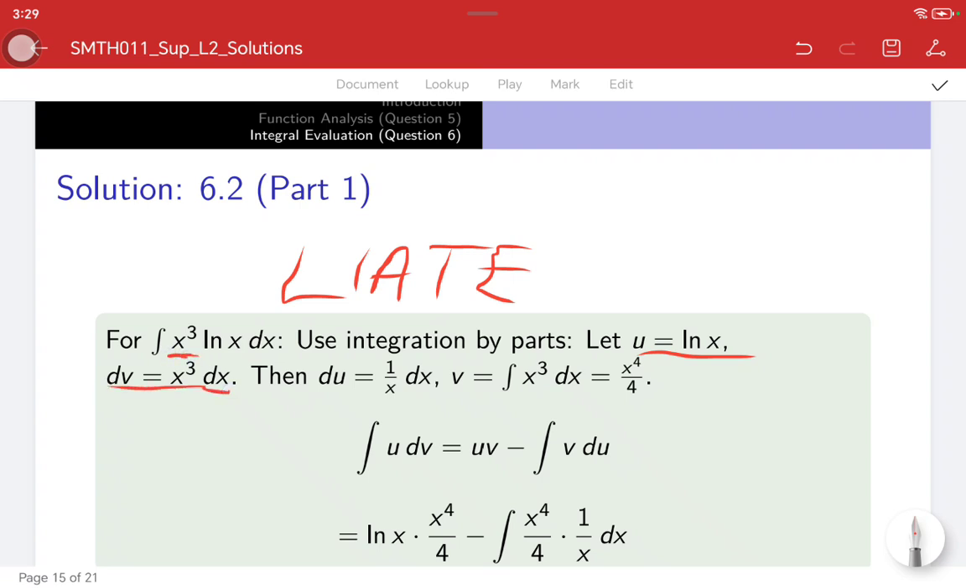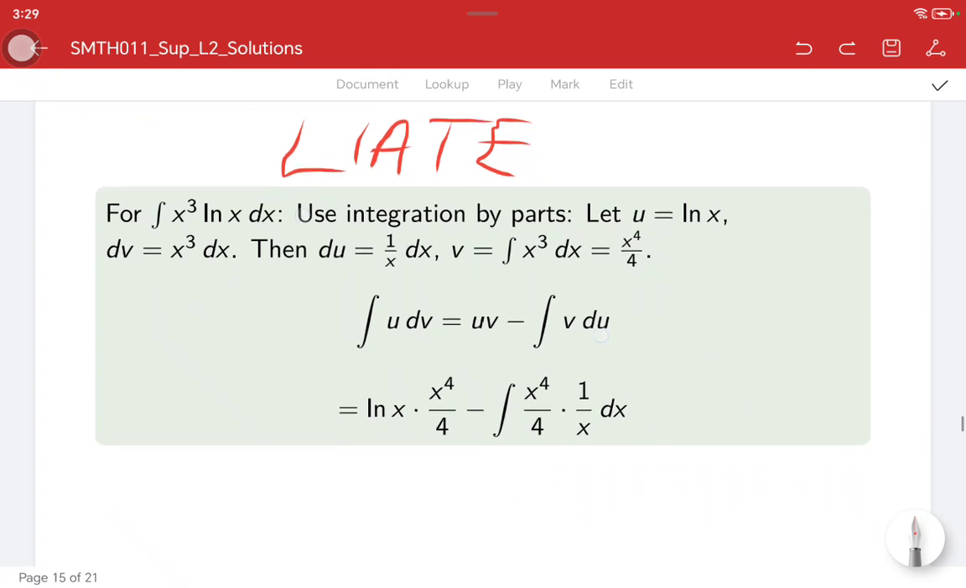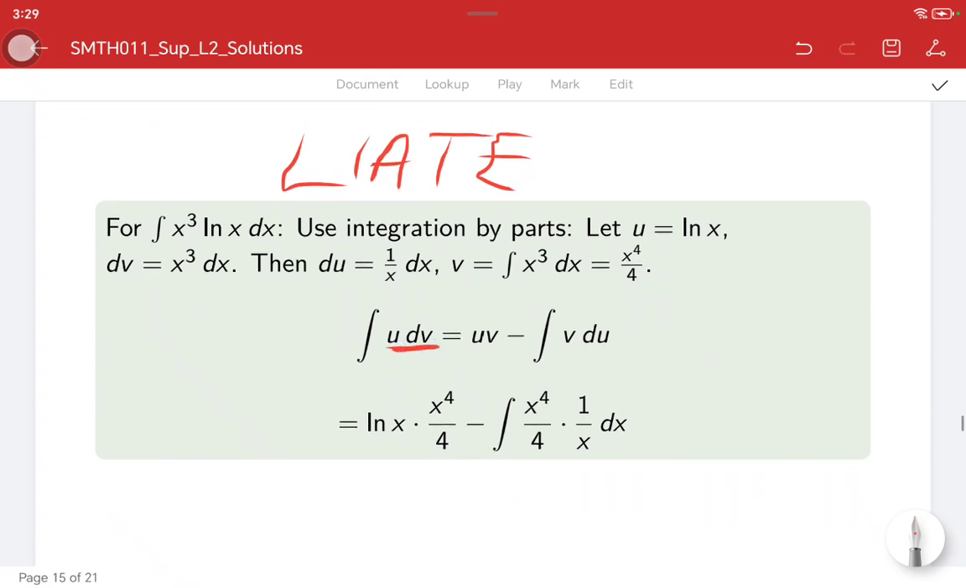You see, right? And then this one, we're going to differentiate it. We get 1 over x dx. And then we integrate this. We get x to the 4 over 4. Then we come back to the formula. The formula says that here we're going to have the integral of u dv, which equals uv minus the integral of v du, right? Which, when we plug in, we know our u is ln x. So we plug in ln x times v, which is this. Then minus v times 1 over x dx, which is our du right now. We just plugged the u there.